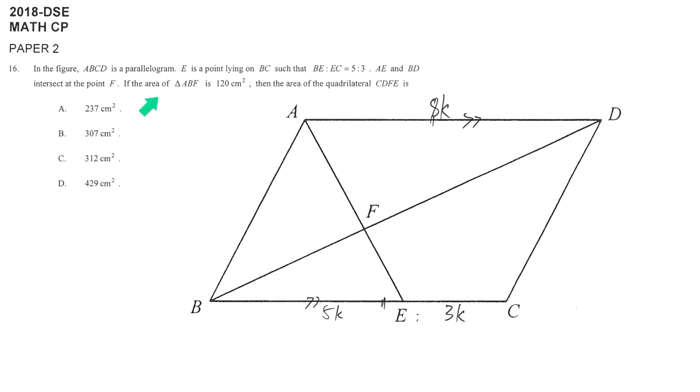And after that, they say that the area of ABF is 120. Usually for the area, I give a circle and then write it down, so I won't mess up the area and the length, something like that. We have to find the area of this quadrilateral. Our target is to find out how large this area is.